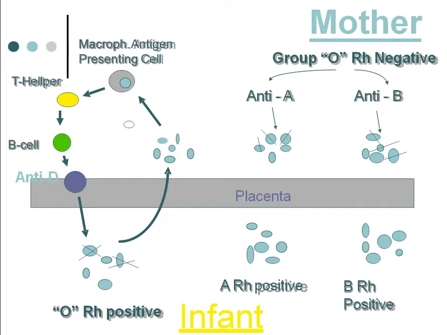So these cells are destroyed. But suppose it is of the same group, then what happens? Suppose the O positive RBCs have reached this mother, then these cells are not destroyed because there is no incompatibility. So it will keep on circulating inside the mother for the total 3 months, about 120 days, and it will keep working as an antigen, and hence antibodies will be produced.